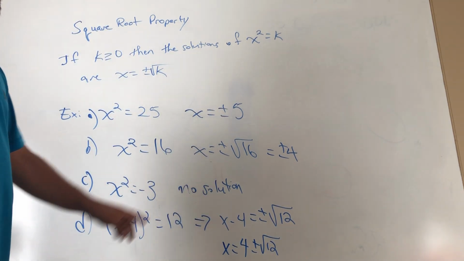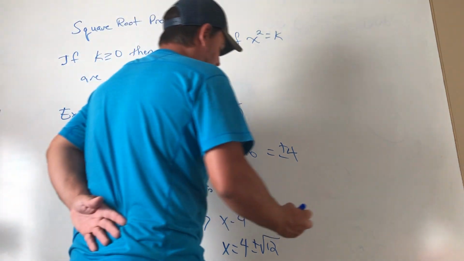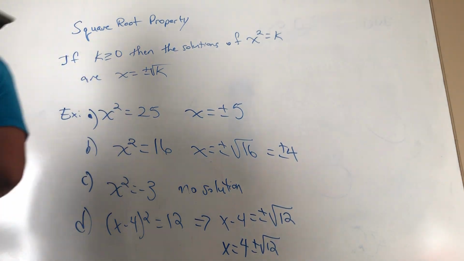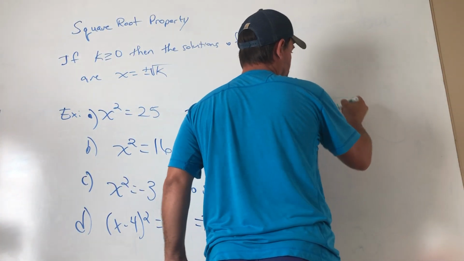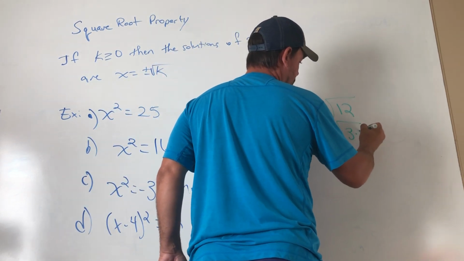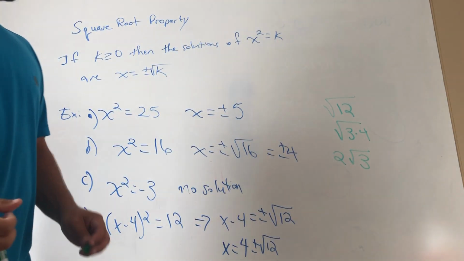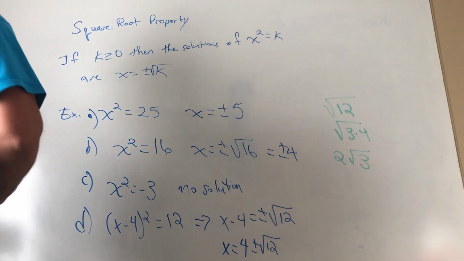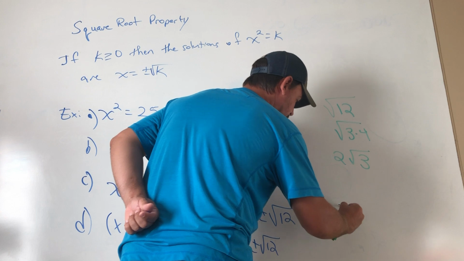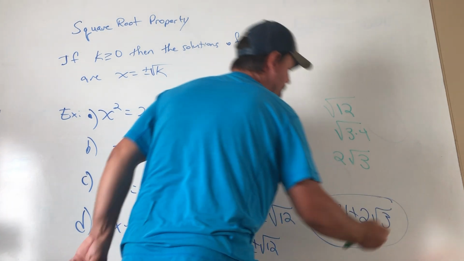Okay, follow me? Now, if I look at the square root of 12 here, I can break that square root of 12 down. So, I'm going to just write it over here in another color. Square root of 12. Okay, now, 12 can be broken down into 3 times 4. Square root of 4 is 2. So, square root of 12 is the same thing as 2 square root 3. So I'm going to write this in simplest form and say, okay, here, x equals 4 plus or minus 2 square root 3. And that's going to be my answer.